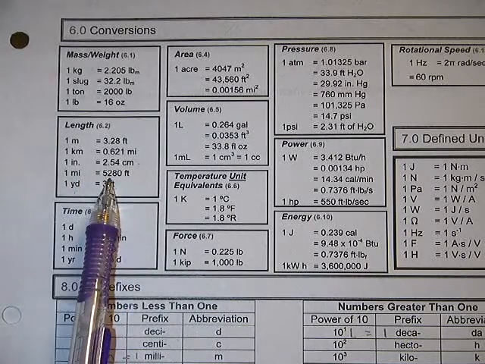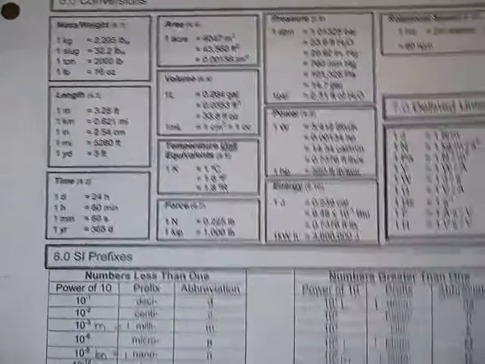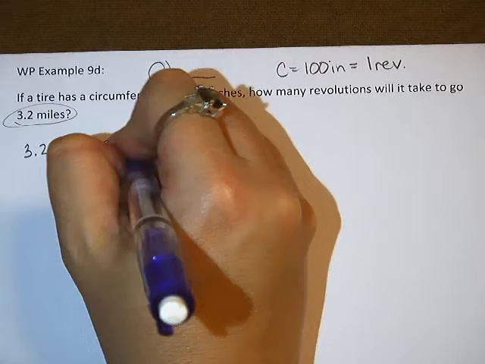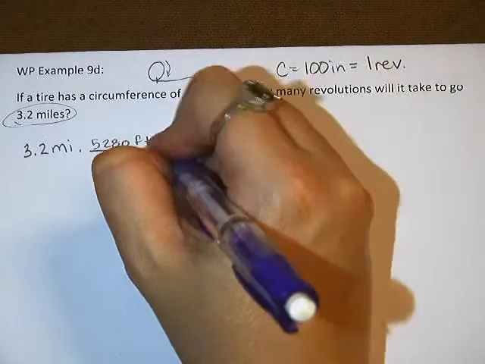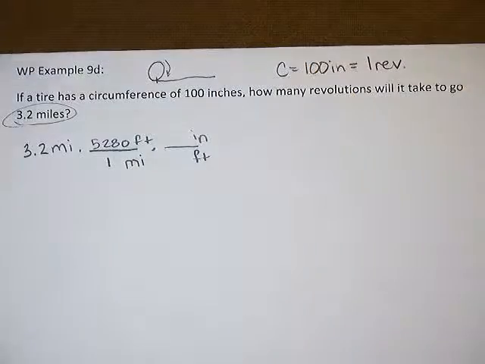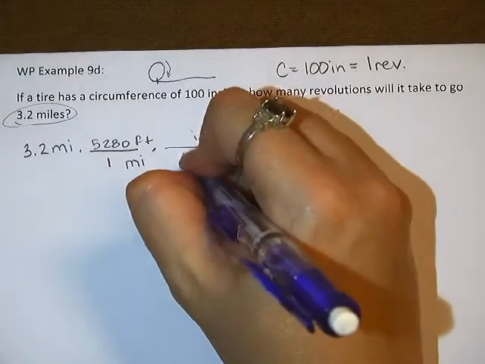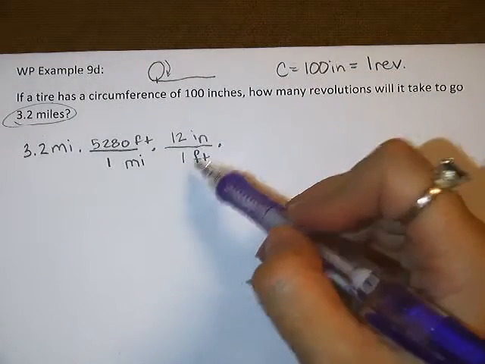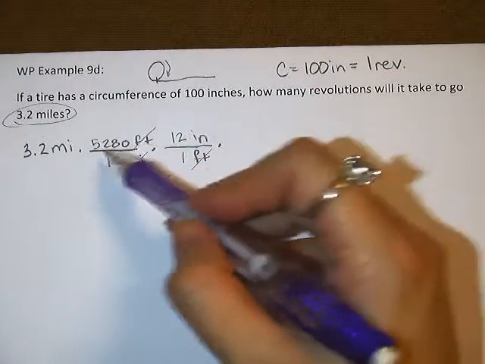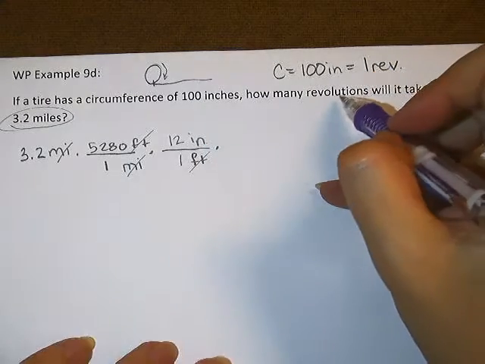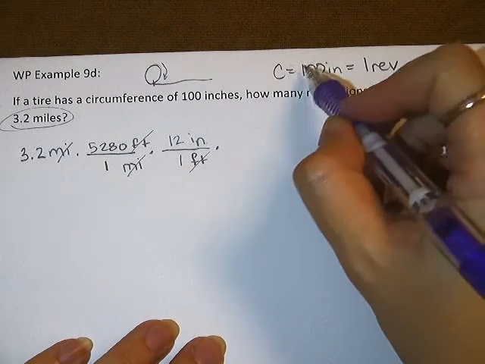So miles is 5280 feet. That's what I'm going to use. 5280 feet is 1 mile. Now I really want inches, so now I need to go feet to inches. And I know that 1 foot is 12 inches. Now let's check our units. Feet and feet, miles and miles. Okay, that's good. Now I have inches here, and I have my fancy one that I got from my problem.